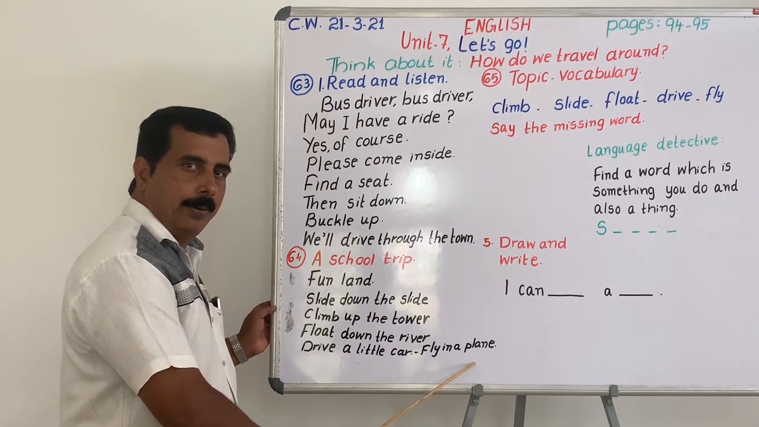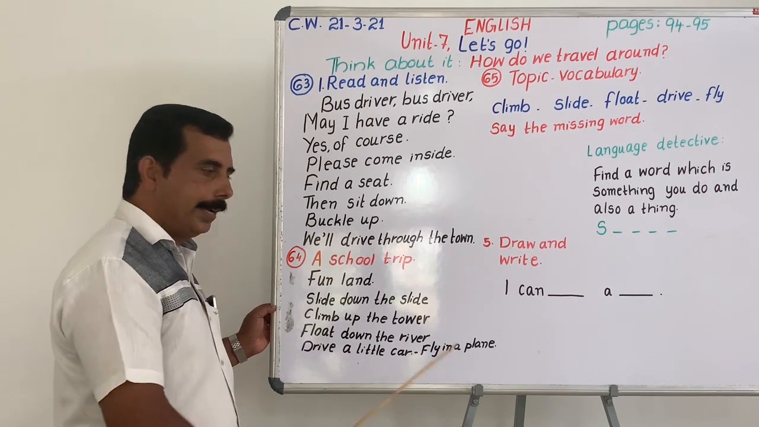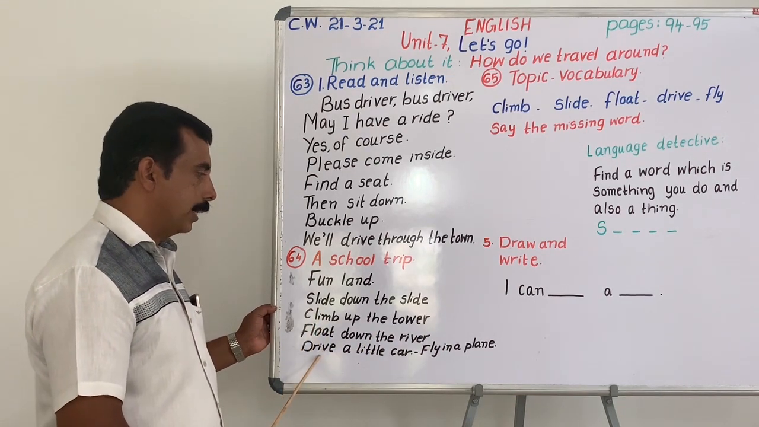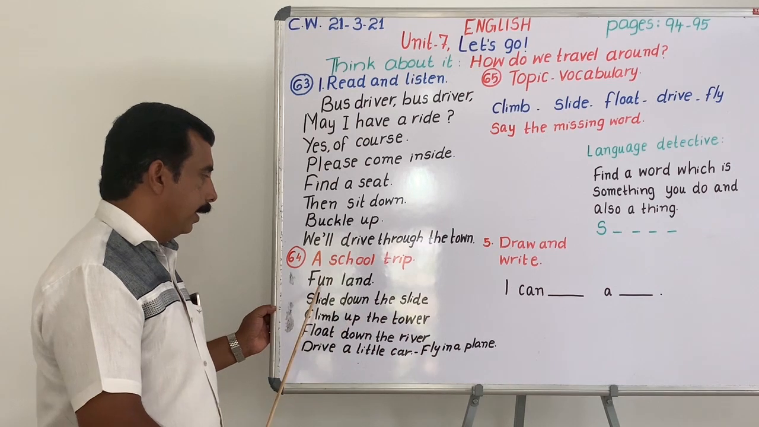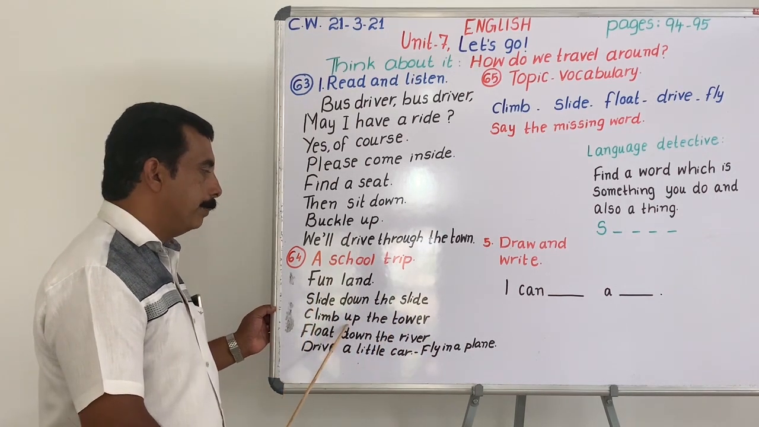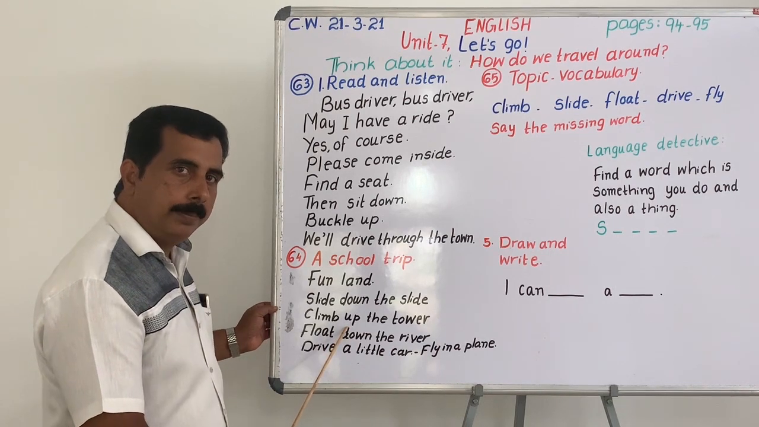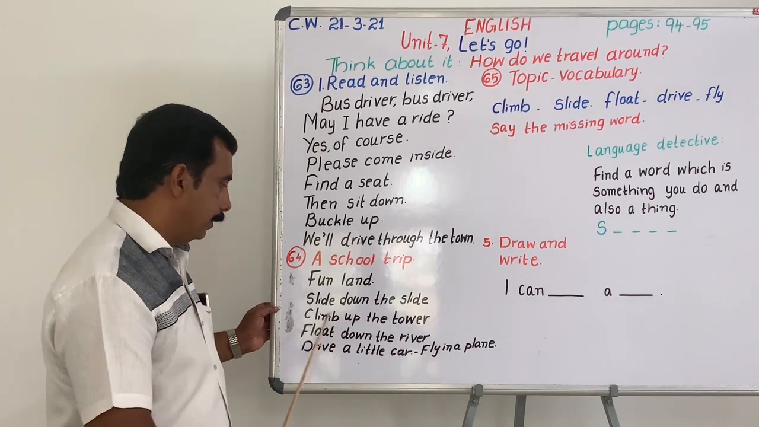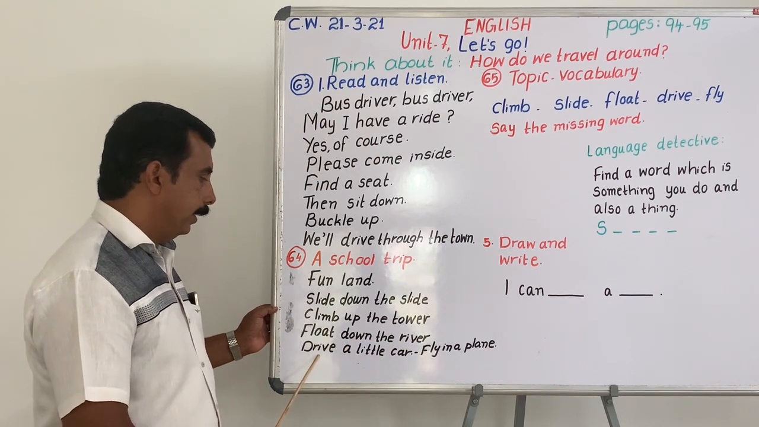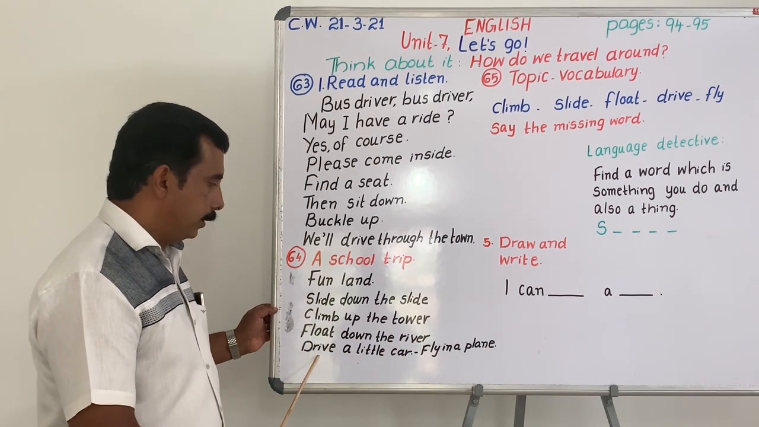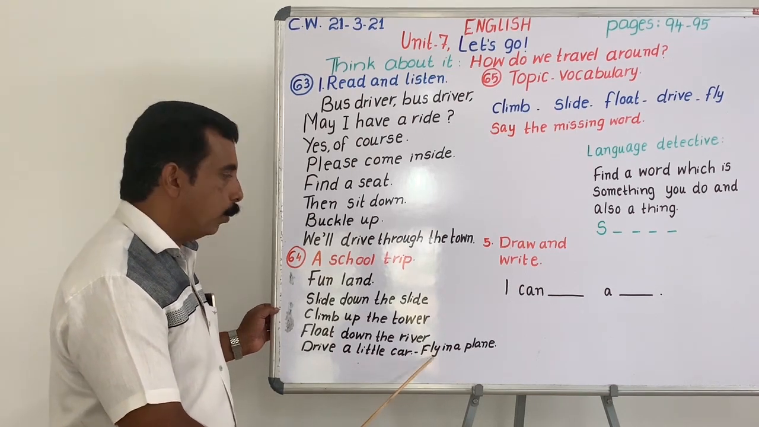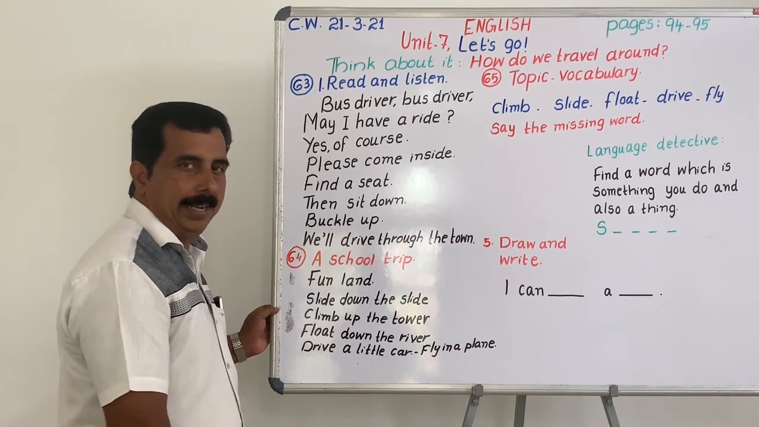Children, is it clear for you? Okay, what are the rides there? Slide, climb, float, drive, fly. Okay, how can you slide? Slide down the slide. Okay, where can you climb up? I can climb up the tower. Okay, where can you float down? Float down the river. Okay, what can you drive? I can drive a little car. Okay, what can you fly in? I can fly in a plane.